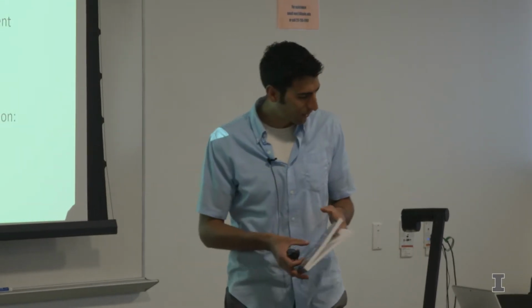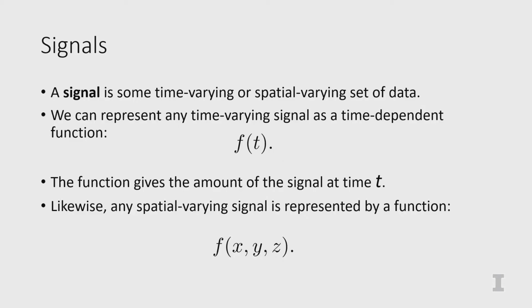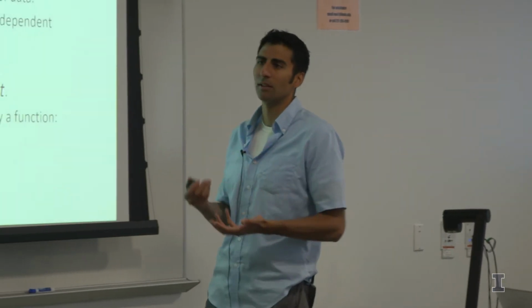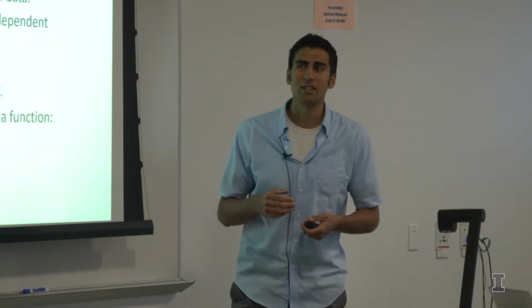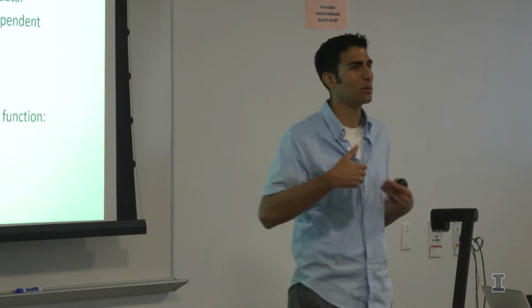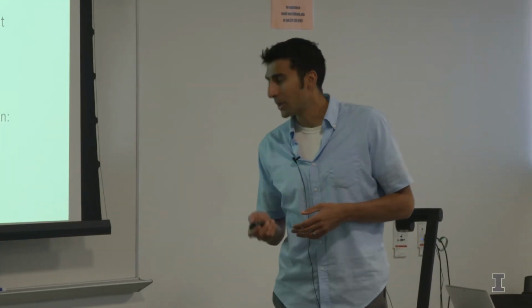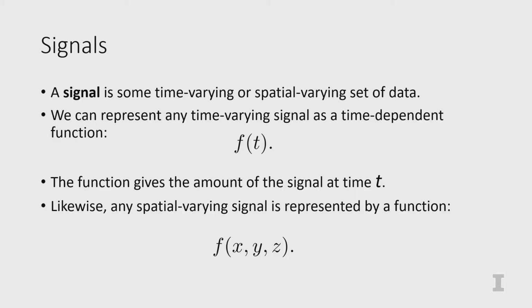All right, so first, just the basic ideas. What is a signal? This is something that we're all intuitively very familiar with. But if we wanted to write down a definition, a signal is some time-varying or spatial-varying set of data. If I have a flashlight and I'm shining it at you, and maybe we're using Morse code, that would be one example of a signal. But in general, it could be anything that we can represent with a function f that depends on t. This would be a time-dependent function, and f is the amount of signal that you have at a given moment in time.